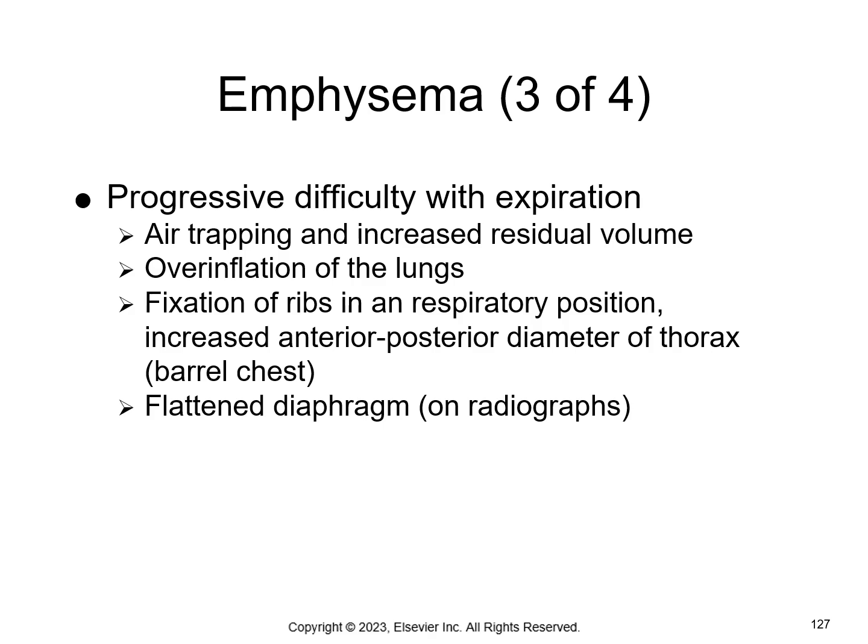With emphysema, we'll have progressive difficulty with expiration. The air gets trapped. We'll see an increase in the residual volume, overinflation of the lungs, fixation of the ribs in an inspiratory position, which increases the anterior-posterior diameter of the thorax, leading to that barrel chest, and the diaphragm will look flat on x-rays.